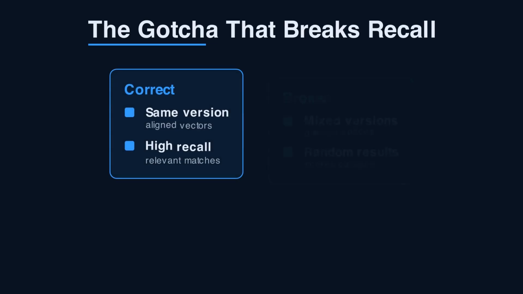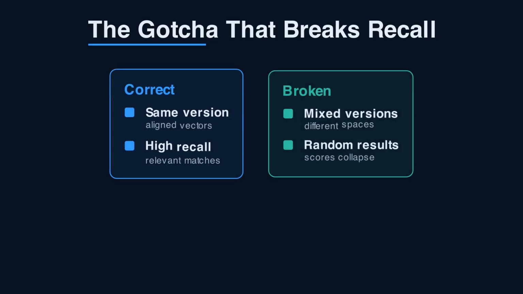Here is the trap. The Vectorize API takes a model version parameter. You must use the same version for indexing and querying. Mixed versions and the vectors live in different spaces. Similarity scores collapse and results look random. Pin one model version string in a shared config. Reindex everything whenever you upgrade that version. Never embed a query with a newer model than your index.